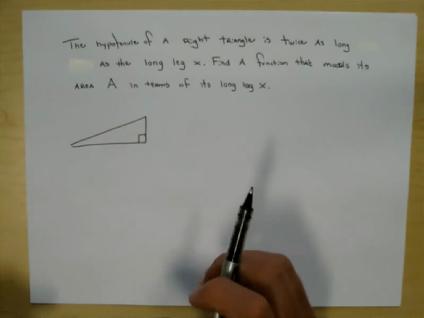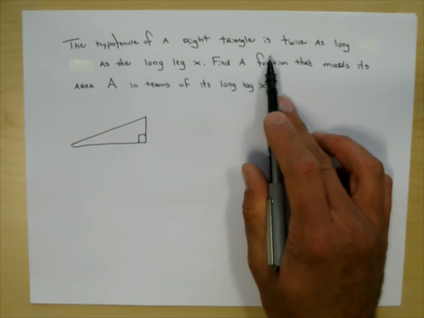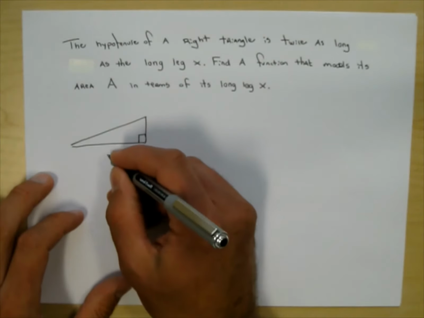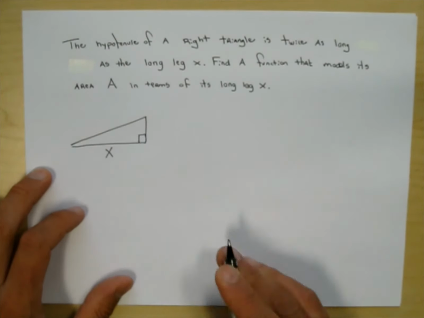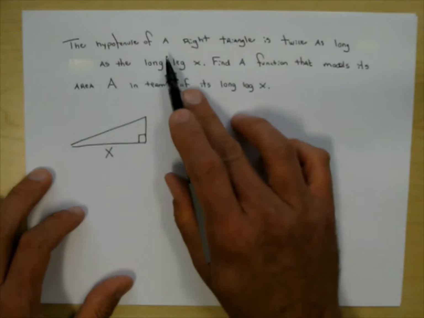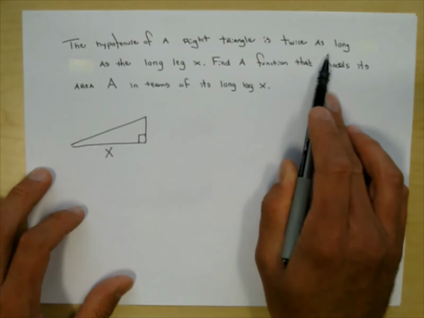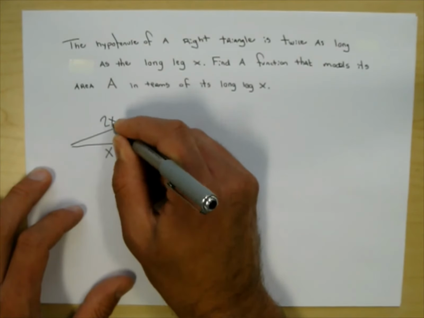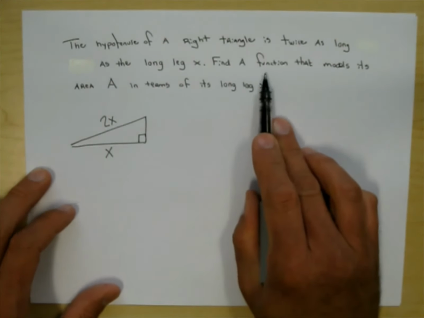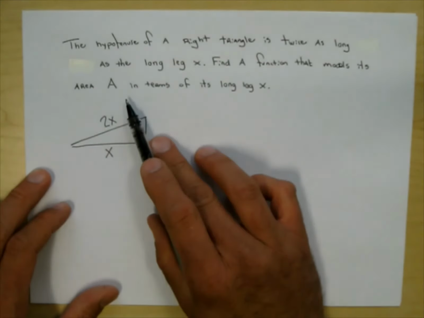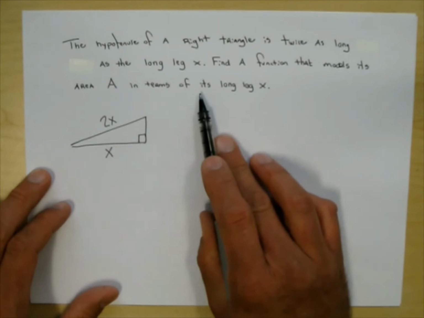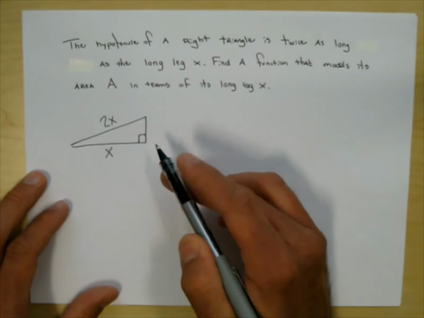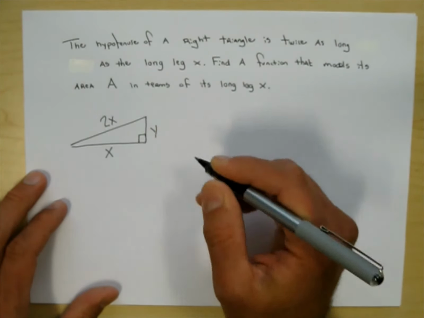Okay, let's try this out again. The hypotenuse of a right triangle is twice as long as the long leg x. So we're going to call the long leg x. And it says the hypotenuse is twice as long as the long leg x. So I'm going to go 2 times x. Find a function that models its area A in terms of its long leg x. Okay, so first of all, we should label the short leg. We'll label it y.